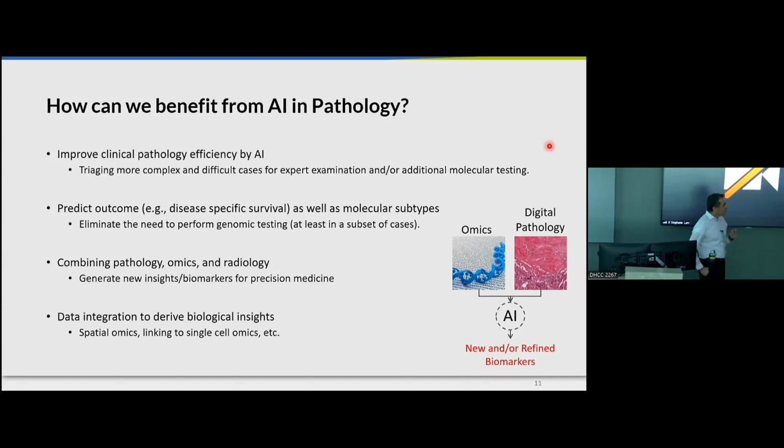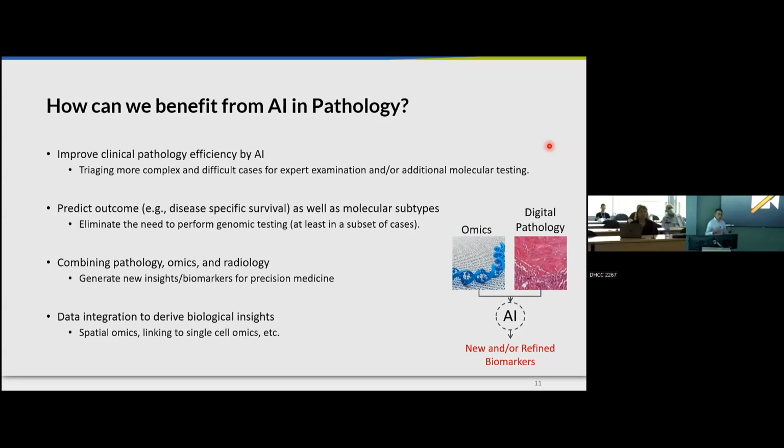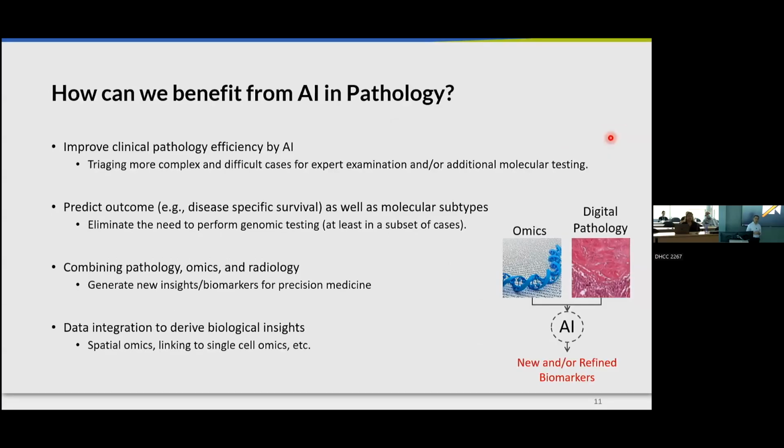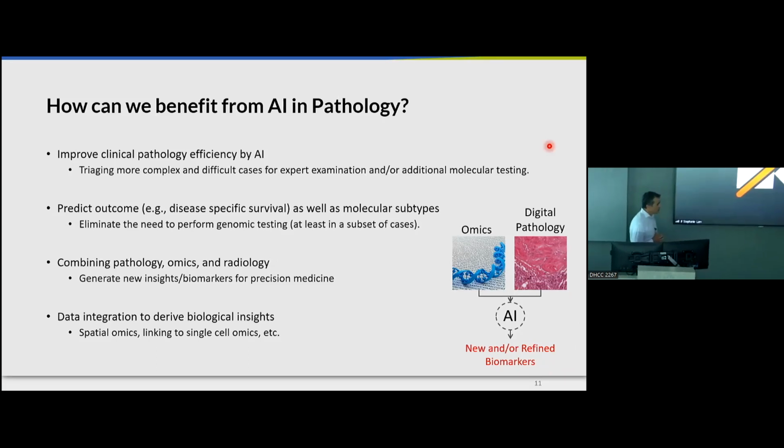And then down the road, we haven't started this, but we're planning it and gradually accumulating data, is trying to combine pathology, omics, and radiology, because these imaging modalities are being looked at in silos. What I believe is that they provide different, complementary information. If we can build algorithms that ingest all the data, we can come up with better markers for therapeutic decision making.